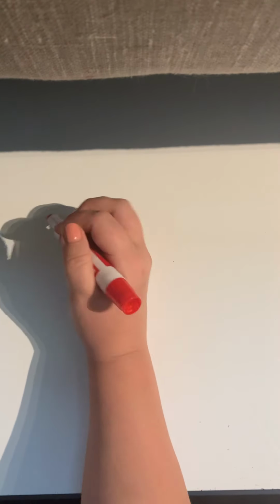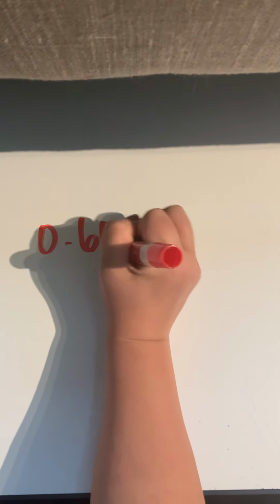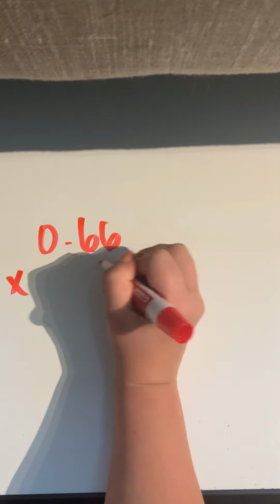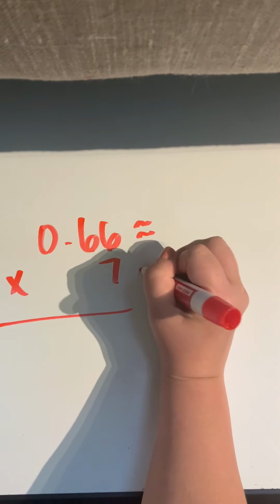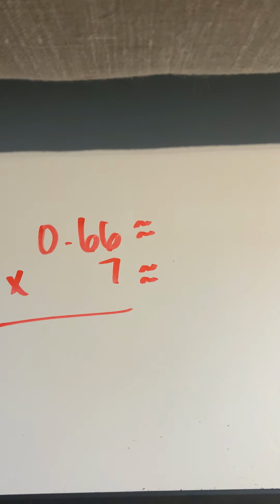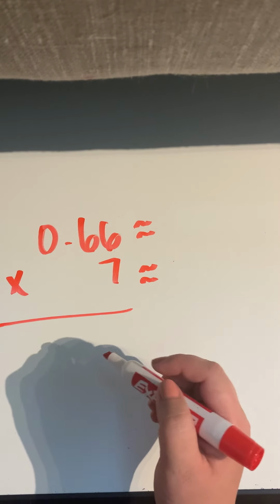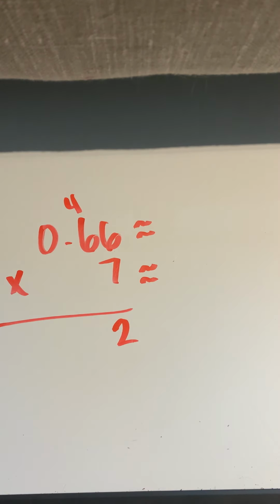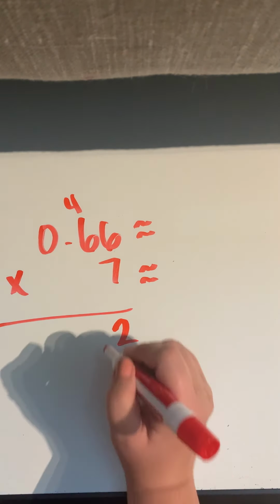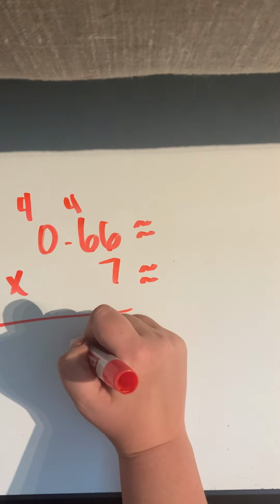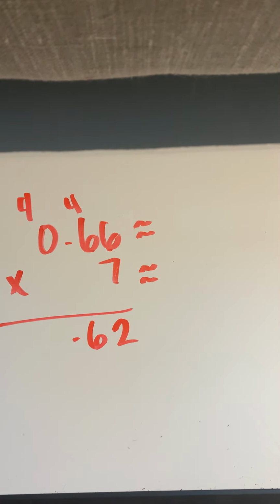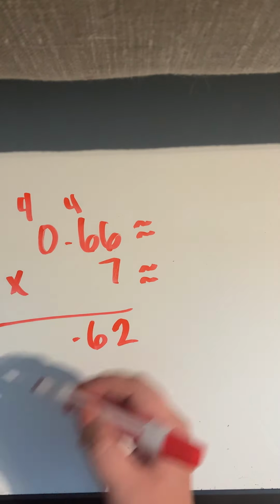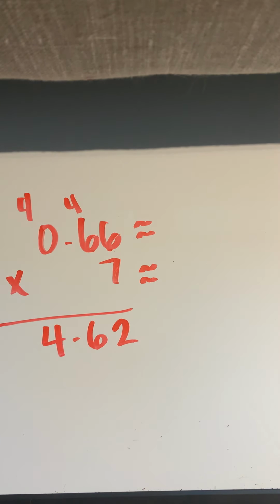Let's go ahead and try some together. Let's do number 7. We have 66 hundredths and 7. I like doing these little estimation marks. Okay, so 6 times 7 is 42. And I have that again here, plus my 4. Carry down my decimal. 7 times 0 is 0, plus 4. So we have 4 and 62 hundredths.